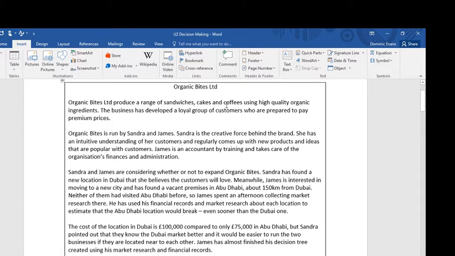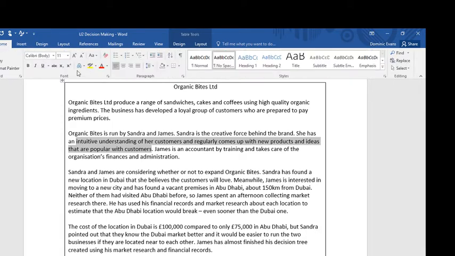It gives us a little bit of information about the business, what they do, high quality organic food, and the business has developed a loyal group of customers. It's run by Sandra and James. Sandra is the creative force behind the brand. She has an intuitive understanding of her customers and regularly comes up with new products and ideas that are popular with customers. Okay, AQA are quite good at giving you little hints about stuff that you can use when you're building your answer. So to know that Sandra's got an intuitive understanding of her customers will help me give the advantages of why intuitive decision making might be good for this business.